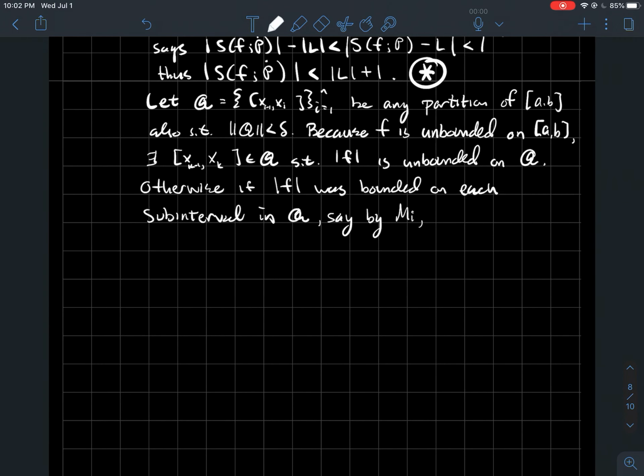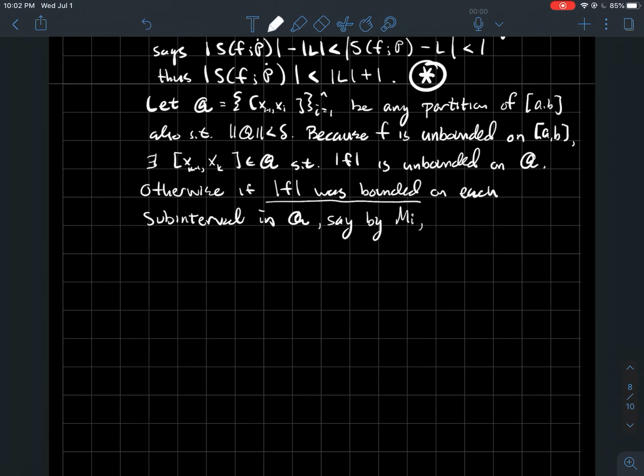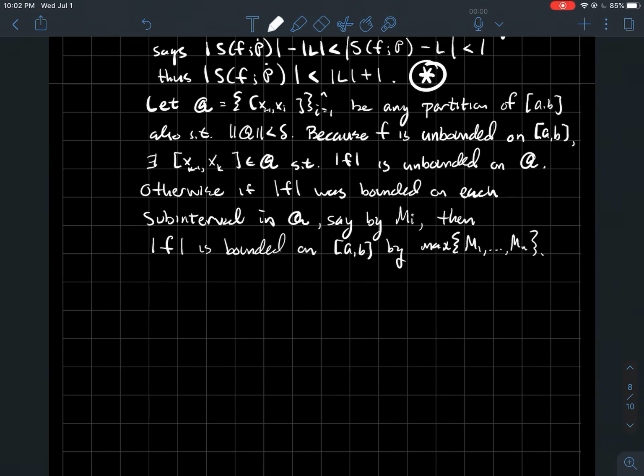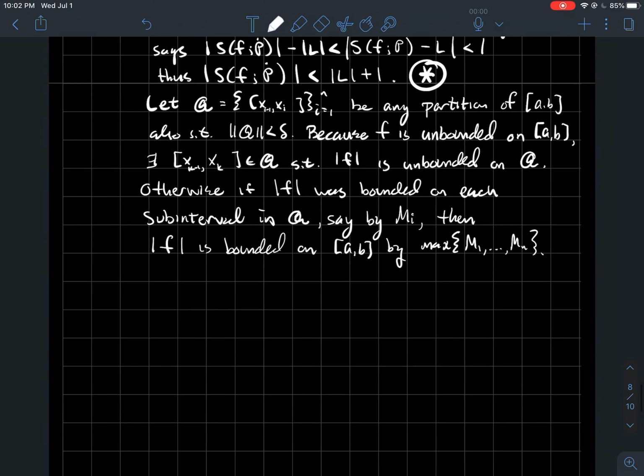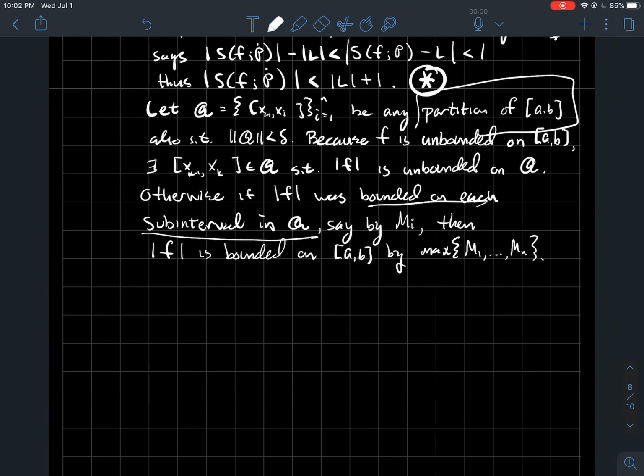How do I know that? Well, otherwise this would be bounded on each subinterval of Q. So I should have some real number m_i so that this is bounded by that. But then, wait a minute, if it's bounded on each subinterval of Q, then it's bounded on AB. Let me get my highlighter back out. If it's bounded on each subinterval of Q, put those together and you get AB. Therefore your function is bounded on AB by just whatever the biggest bound on each subinterval is.